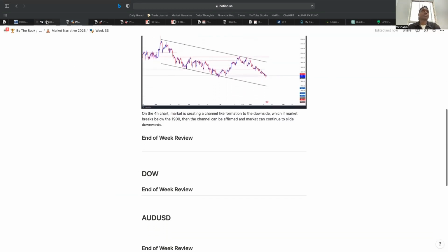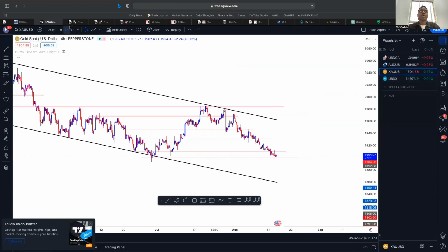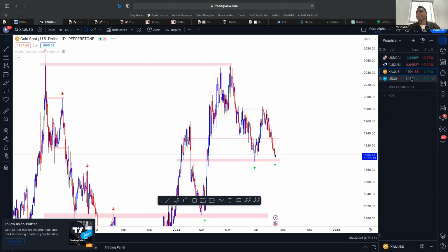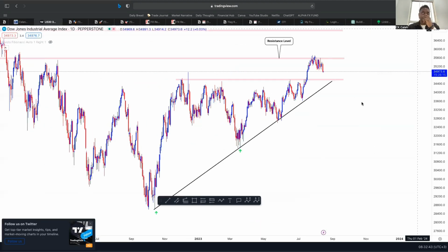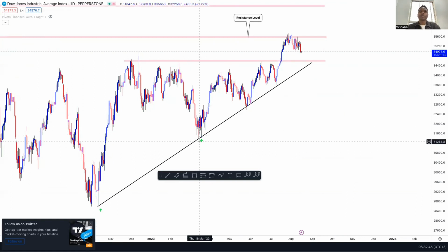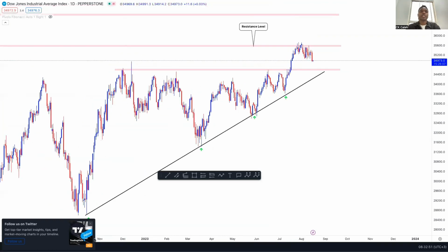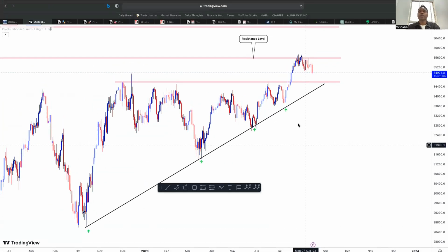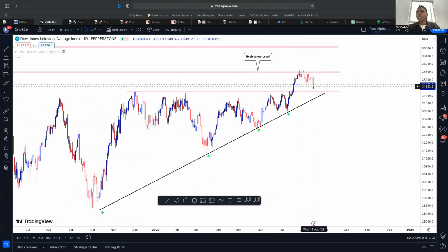If you come to the Dow Jones, for example, let's go back to the daily chart. On the Dow Jones, you can see the market has been in an uptrend. The market has been forming a good uptrend formation. So this is a trend line on the daily chart. I'm normally doing a top-down analysis. The market has gotten resistance somewhere here, and now the market is sort of pulling back to the downside.